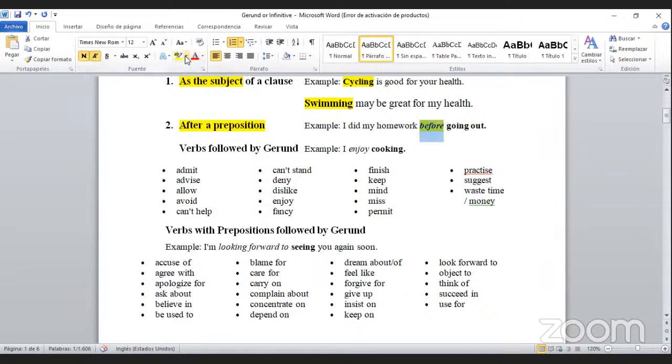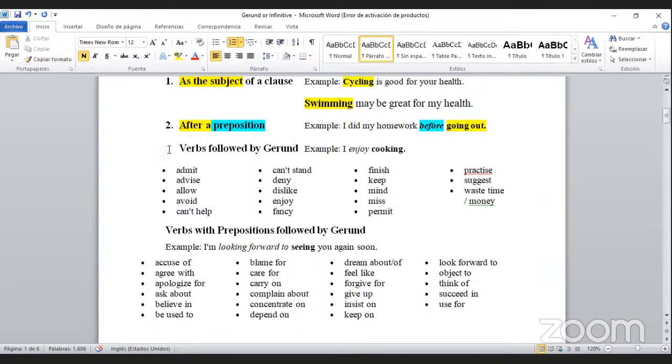So here we can use this preposition. What does the instruction say? That after the preposition, I have to use my gerund. Go, but it's not "go out," it's "going out." I did my homework before going out. Okay, so we can use gerunds with prepositions. This is the second use.